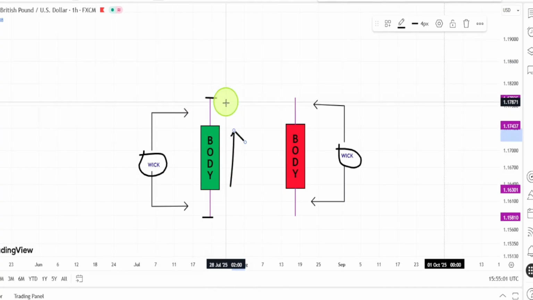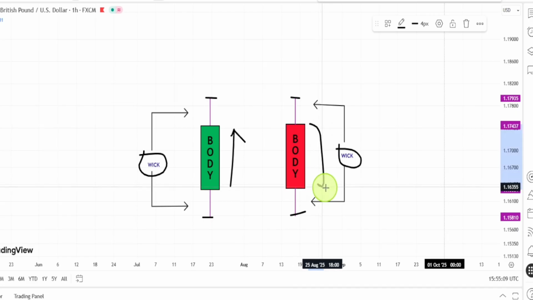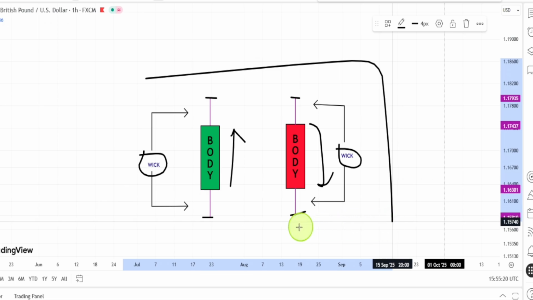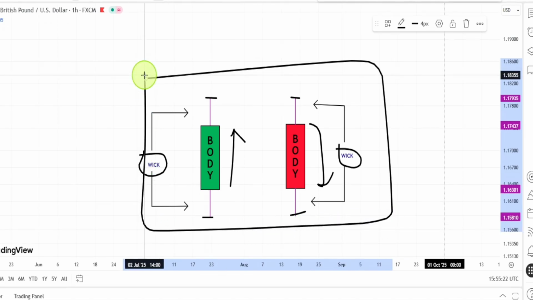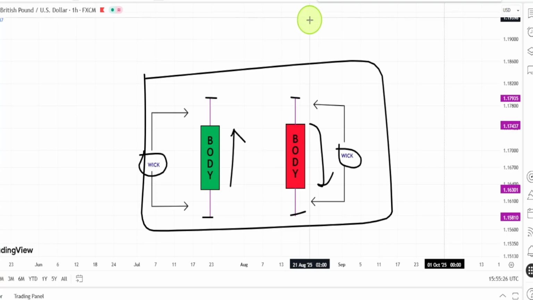For the bearish, this is the high. This is the open, price comes down here, closes here. So we have the open, close, high and low. All right, so this is the candlestick anatomy. I know you guys understand this, because we are going to be using this principle for our entry. Now back to the chart.